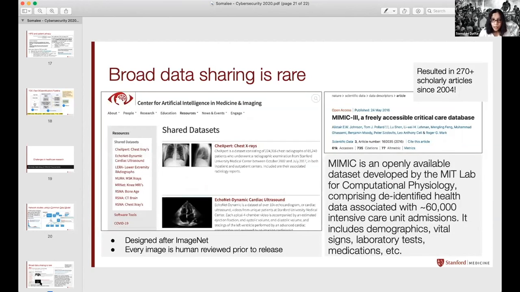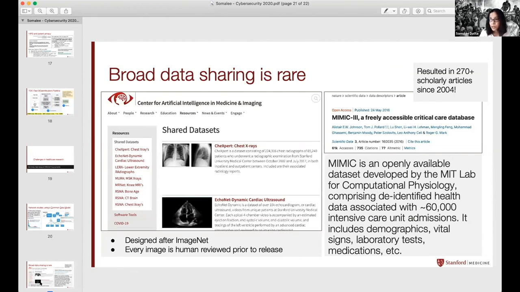So the second thing I mentioned briefly before is that data sharing is rare, and you can understand that because none of this is truly de-identified, you can re-identify these patients relatively simply. There are not that many public databases around, so MIMIC is one of those. And this came out of MIT Lab, and it's a huge, huge resource for our community. Since 2004, there have been 270 publications just using this data set alone.